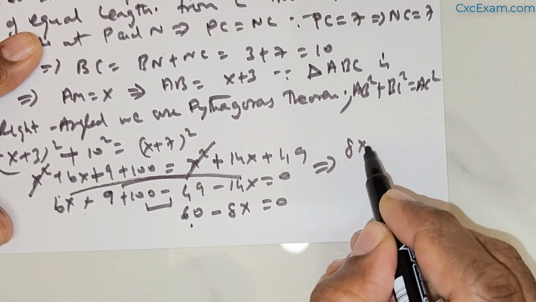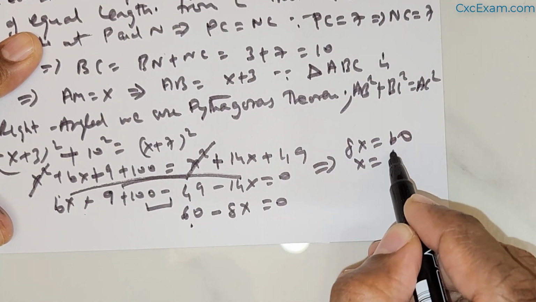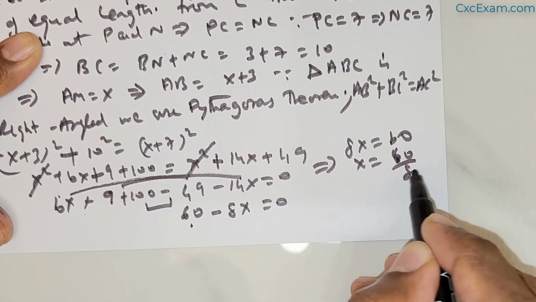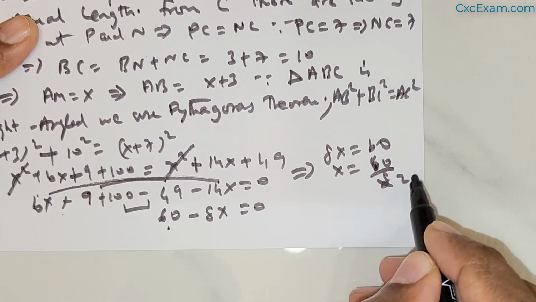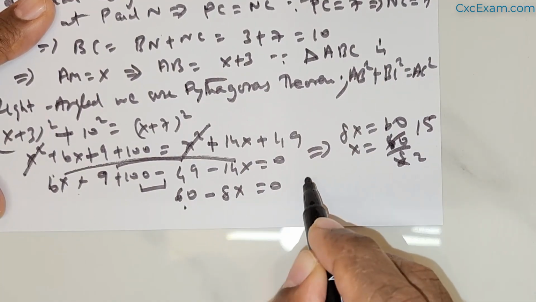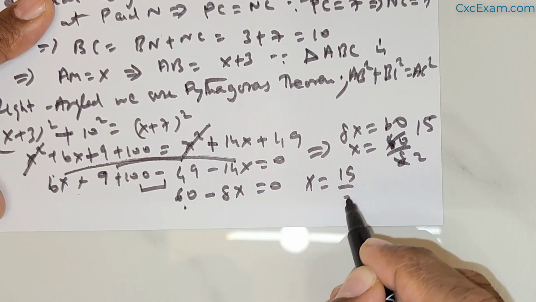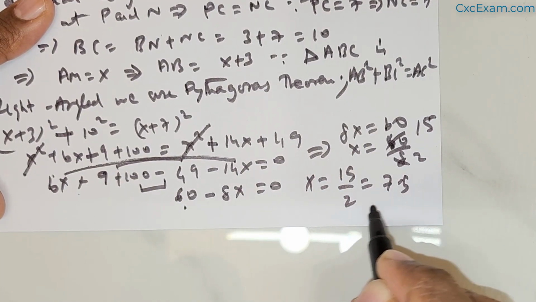So this means 8x is equal to 60. So x is equal to 60 over 8. 4 divides 60 fifteen times and 4 divides 8 two times. So x is equal to 15 over 2, which means 7.5.